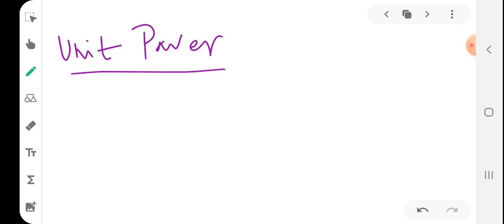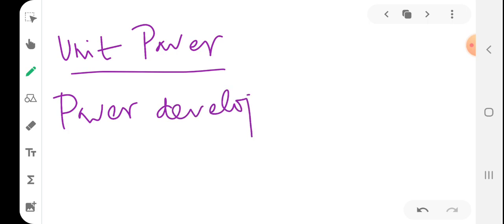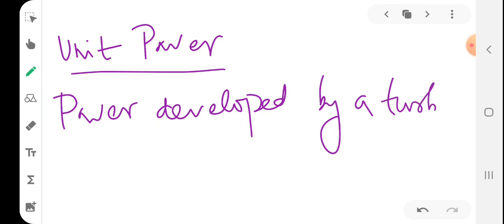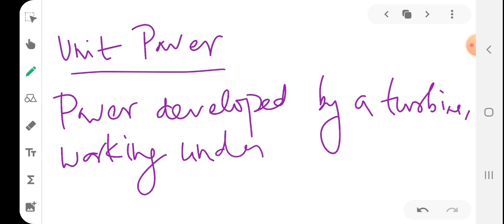So unit power is defined as the power developed by a turbine working under a unit head.